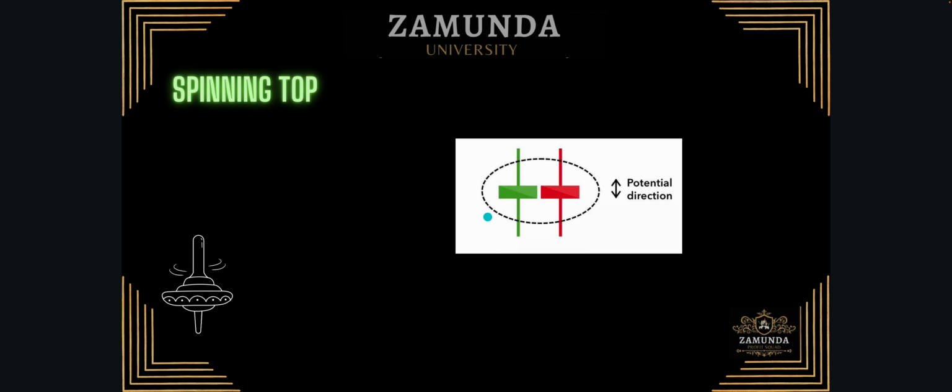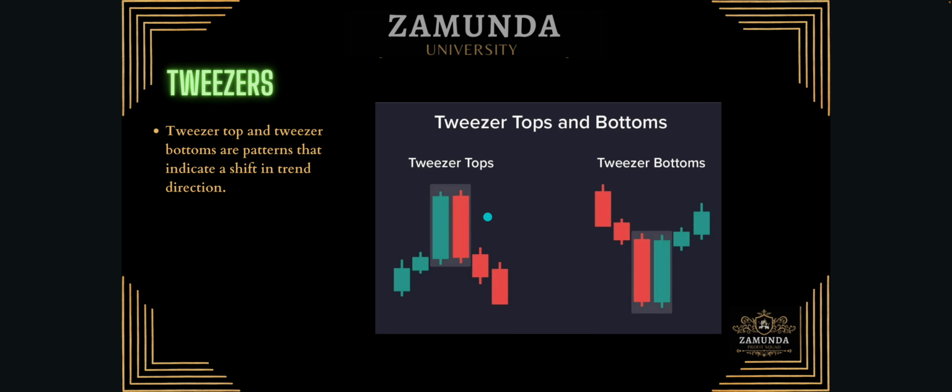Tweezer tops and tweezer bottoms are patterns that indicate a shift in trend direction. A topping pattern occurs when the highs of two candlesticks occur at almost the exact same level following an uptrend. A bottom pattern occurs when the lows of two candlesticks occur at almost the exact same level following a downtrend.